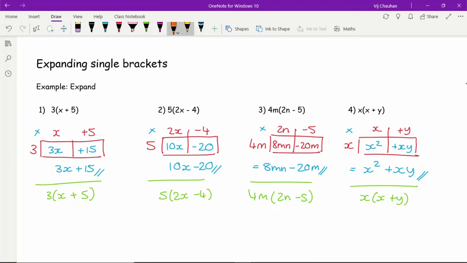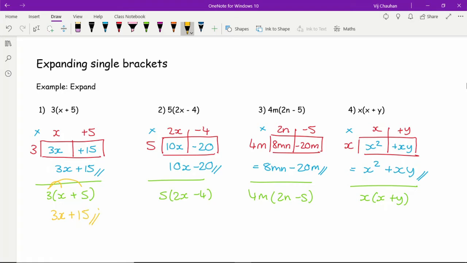And let's have a look at the answers here. So let's use, what colour, not green? Oh no, we have to use green, let's go for orange. Now the loop method is basically, rather than drawing a grid, all we're going to do is multiply everything inside the bracket by everything outside the bracket. So here 3 times x is 3x, and then I've got 3 times positive 5, which is 15.